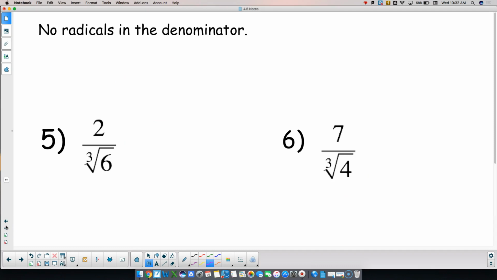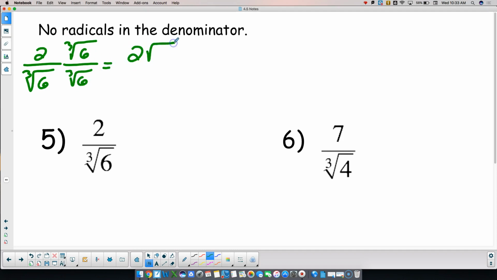Don't like radicals in the denominator. Okay? Just like before. Before, when we were taking the square roots, we just multiplied by the square root of whatever it was to clear it. Well, the downfall here is that if I were to multiply both top and bottom by the cube root of 6, I get on top 2 times the cube root of 6.